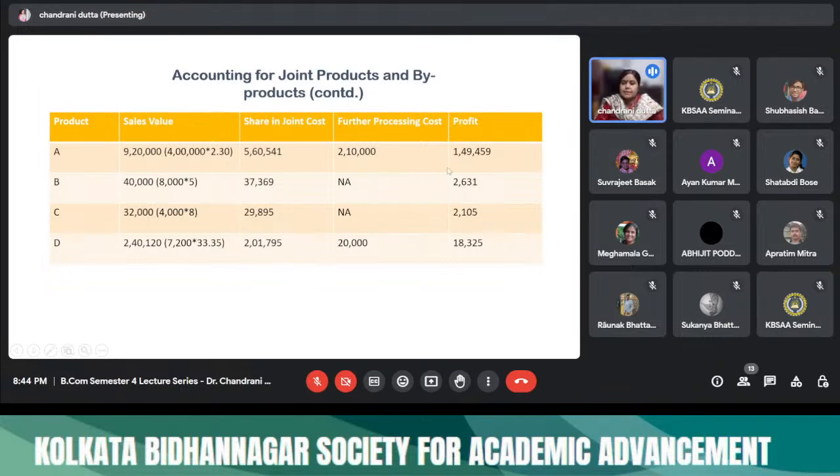So we are calculating the profit: 1,49,459 for A, 2,631 for B, 2,105 for C, and for D 18,325.